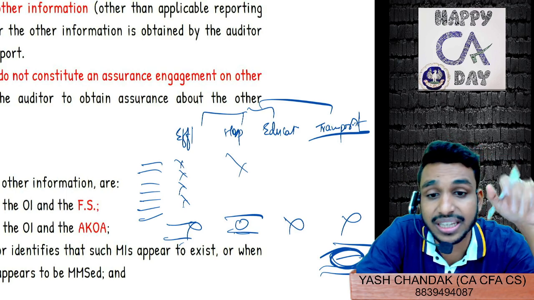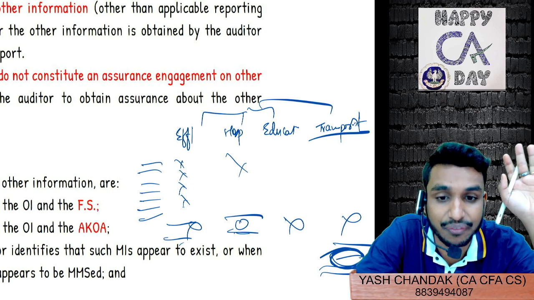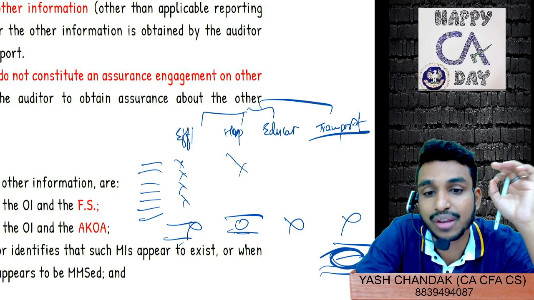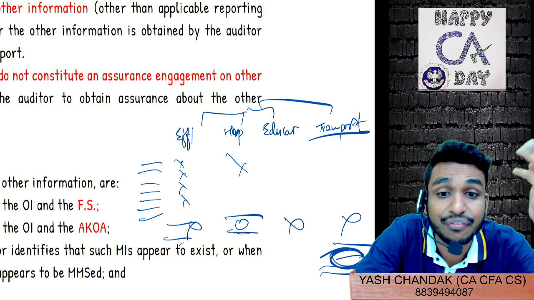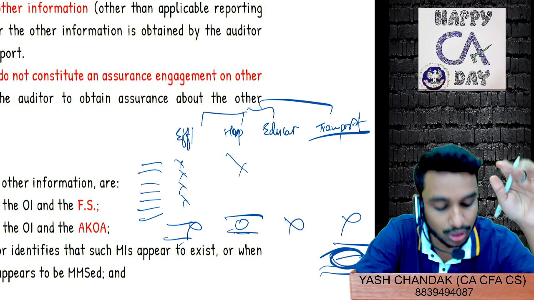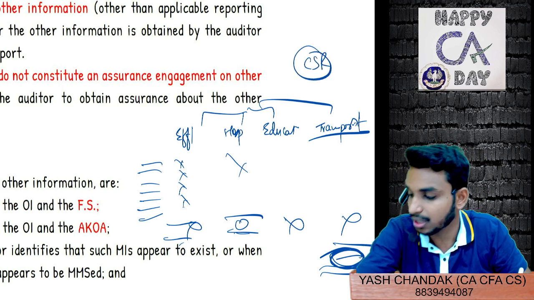Certain information which is there in other information, not in FS, certain figures in other information could be information which is also there in the financial statements. Getting this? So CSR is kind of the same example.